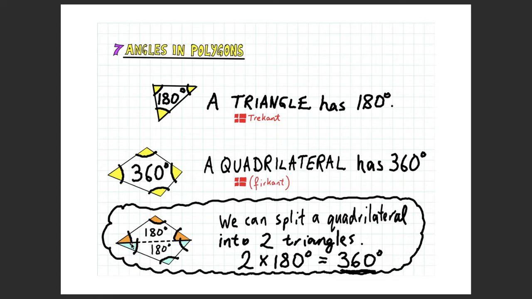Then if you think about the two triangles having 180 degrees each, and all of the angles in the triangle are around the edge, so they're also angles of the quadrilateral, then you can see how a quadrilateral can be split into two triangles, and so 2 times 180 degrees makes 360 degrees, which is a way of seeing how the angles in a quadrilateral add up to 360 degrees.